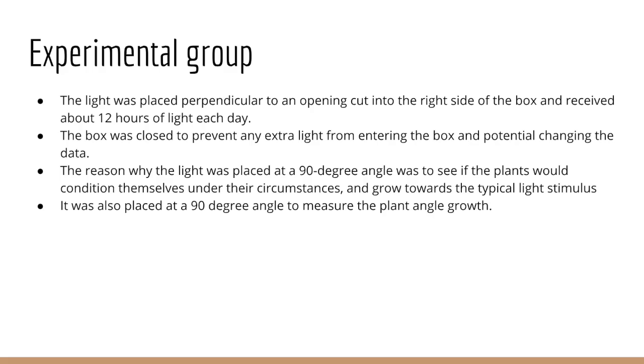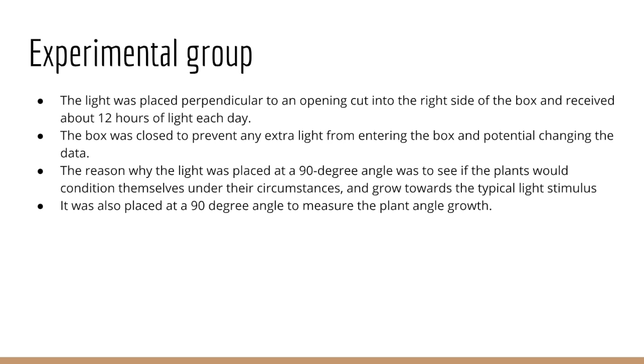In the experimental group, the light was placed perpendicular to an opening cut into the right side of the box in which the plants reside, and the light was left on for 12 hours each day. To prevent any other light getting into the box and potentially changing the data, we had a lid on the box. This restricted any light from entering the box. The only time the plants could receive additional light was when the box was opened to water the plants.